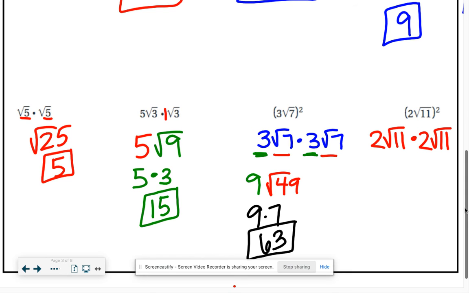Did we not try to simplify it after we do that? I was just giving you guys some time to work.